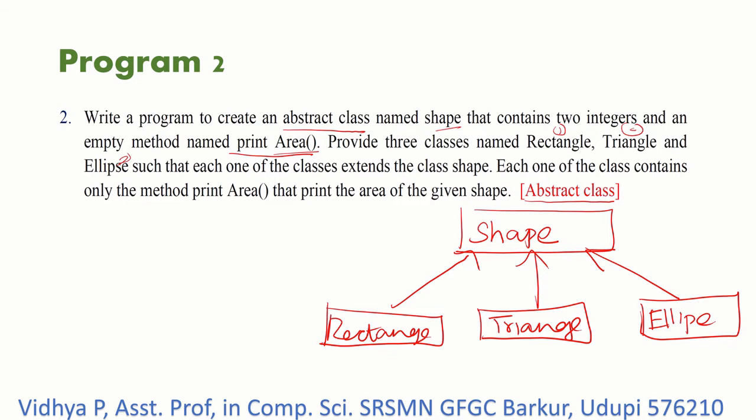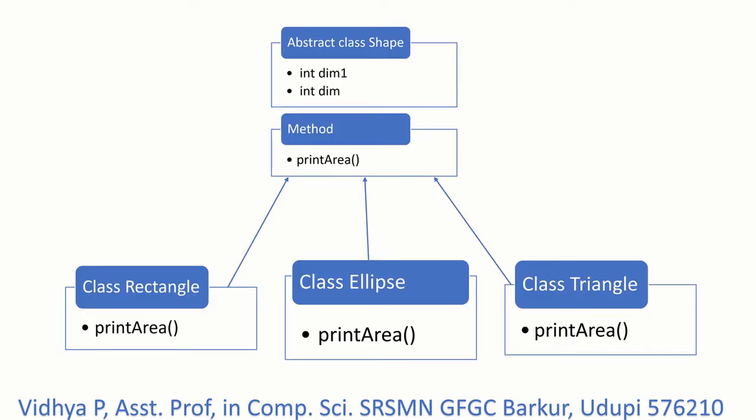Let us see how to start. As it is given, we are going to create an abstract class shape with two integer variables dim1 and dim2, that is the dimensions of the shape, and a print area method. This method also we are going to define as abstract, that is we are not going to define it, just a declaration.